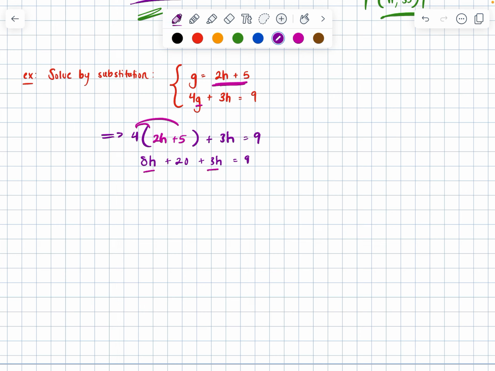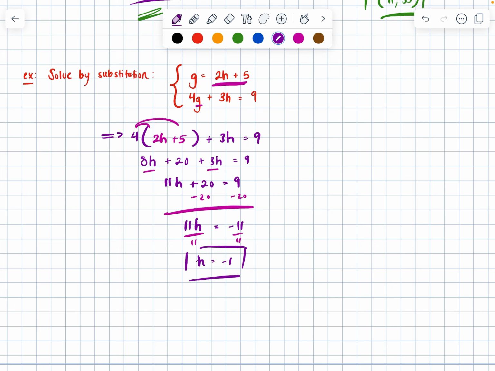Next up, notice I've got some like terms on the left I can combine. So I'll say 11h plus 20 is equal to 9. Subtracting 20 from both sides to get h by itself, I get 11h is equal to negative 11. And finally, dividing both sides by 11, that tells me that h is equal to negative 1. Now that I have h by itself, I want to use it to find the value of g.